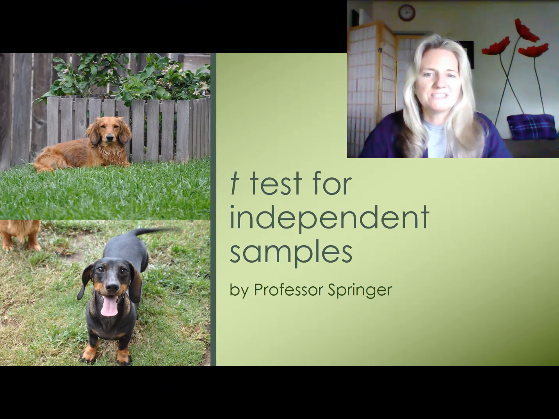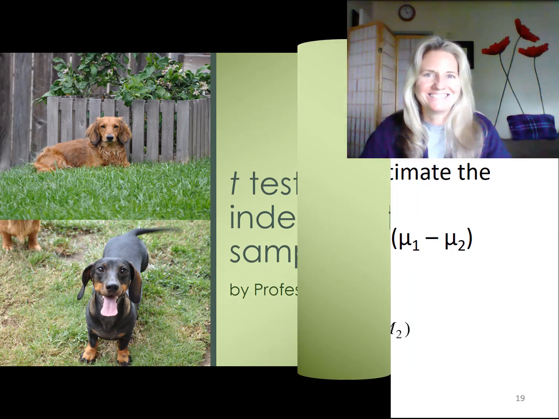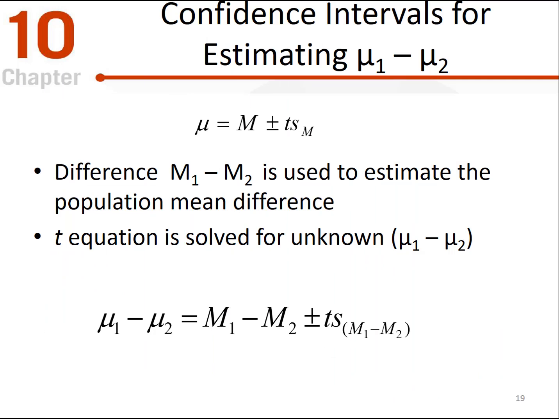For a step-by-step example of a t-test for independent samples, please check out the video I posted separately called Dog Behavior. Check it out.